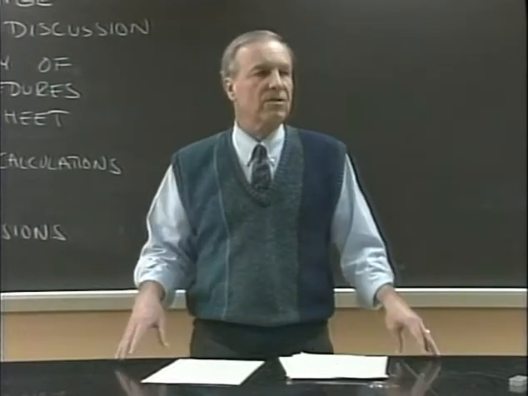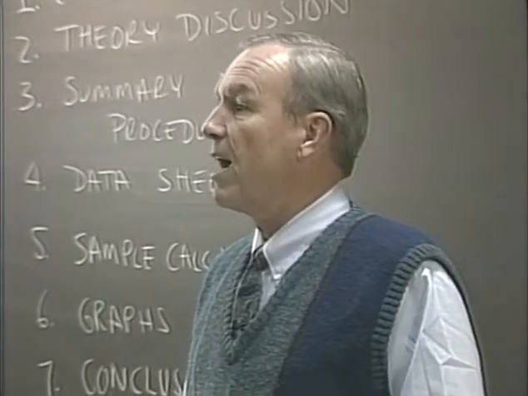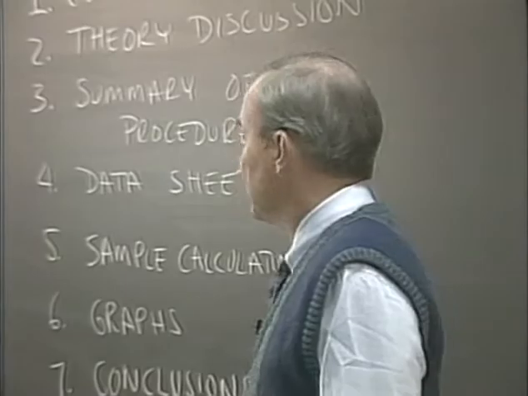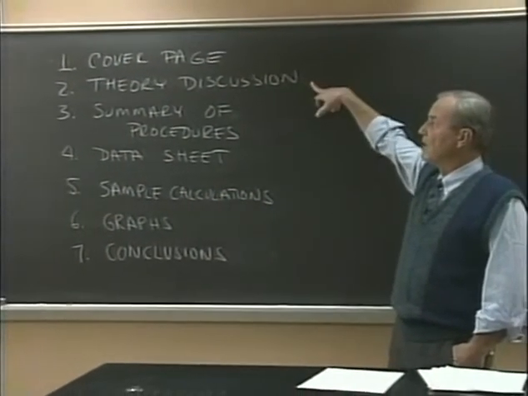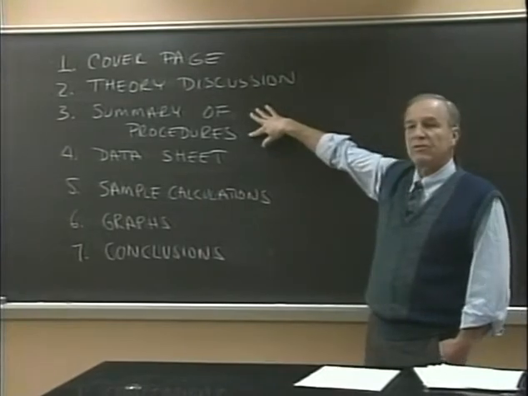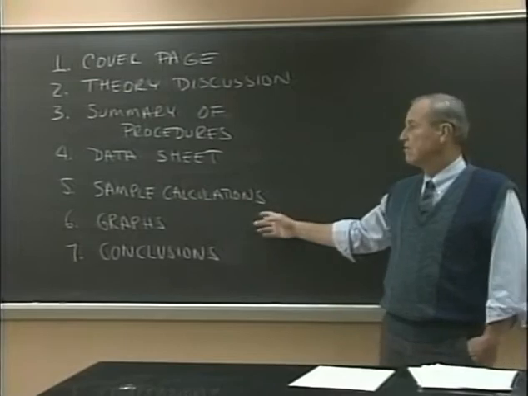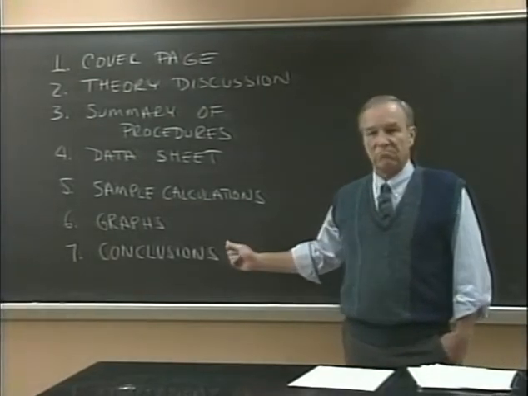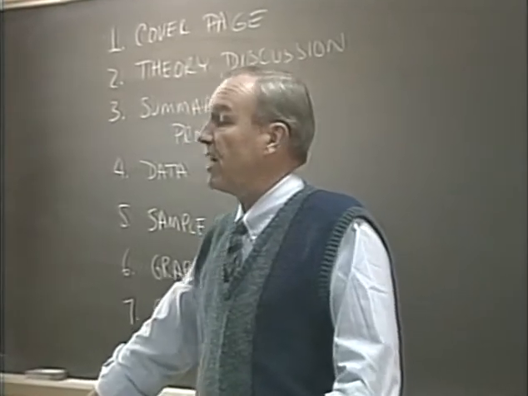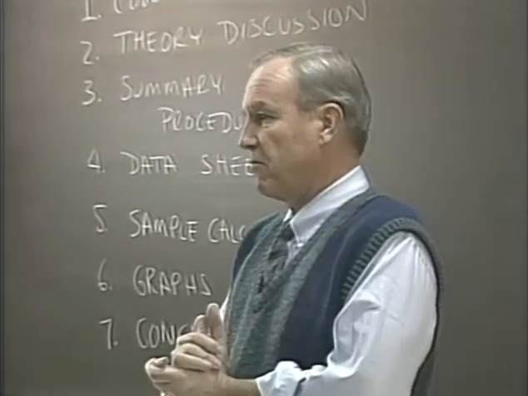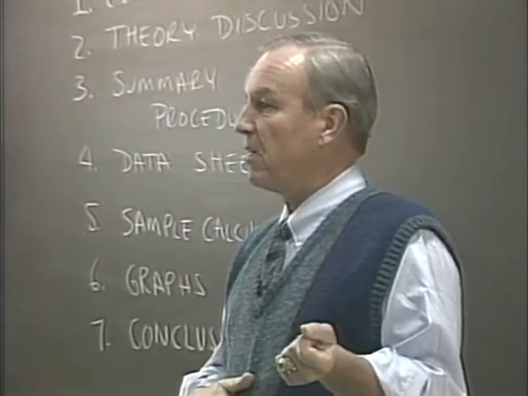The lab report itself is going to consist of 7 parts, 6 if we don't have any graphs. The order of the presentation is as follows. We're going to do a cover page, a theory discussion, a summary of procedures, a data sheet, sample calculations, graphs, and conclusions. The cover sheet is required and will normally consist of the title of the experiment, the date it's performed, and the names of your partners, if you have any, all properly spelled.